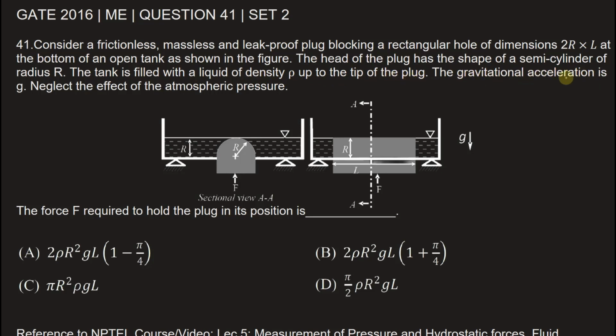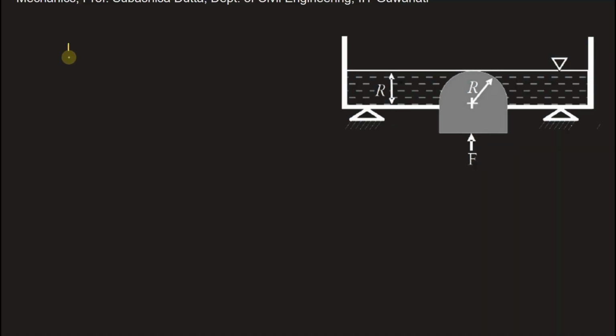The gravitational acceleration is g. Neglect the effect of the atmospheric pressure. The force F required to hold the plug in its position is the vertical hydrostatic force in the vertical direction. So let's say Fy will be given by rho g into V, where V is the volume. Now the important thing here is to find out which volume we will consider for the calculation of this F.